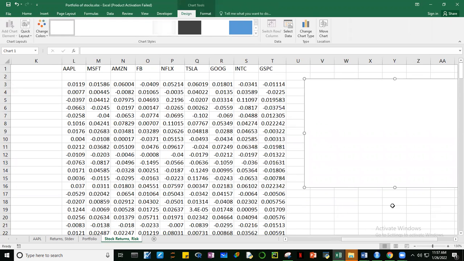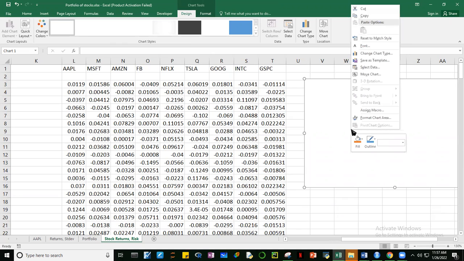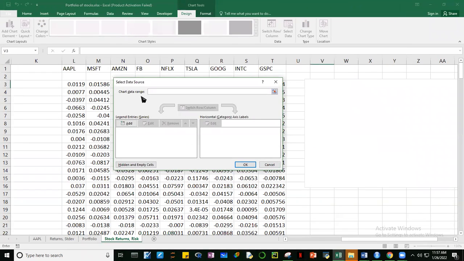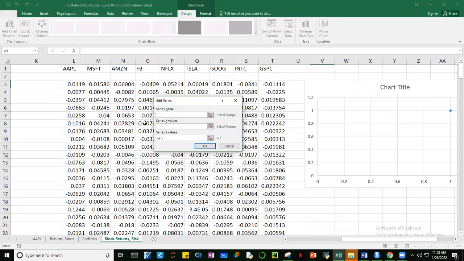All right. So I'm going to right-click this and then select data. We'll add data here, and we'll add a series. Okay, let's call the series name AAPL Apple Beta.